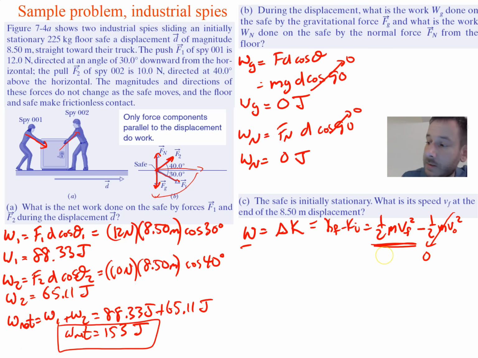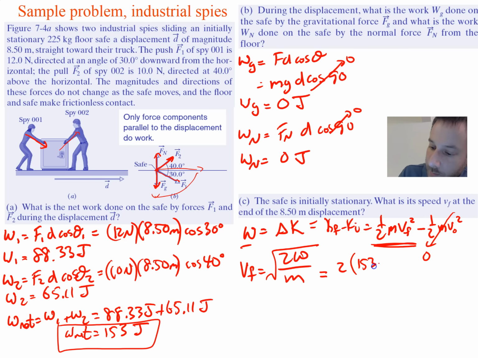All right, so I just take that and solve for final velocity. The final velocity is going to be the square root of 2 times the work divided by the mass. That's just taking that equation and rearranging it. Plugging in what I know, it's going to be 2 times our work, which we found to be 153 joules, divided by 225 kilograms, which is what was given in the problem. Square root that. All right, so our final velocity is 1.17 meters per second. Okay.